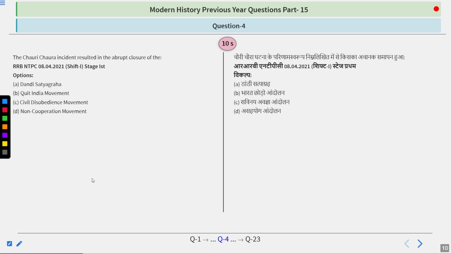The Chauri Chaura incident resulted in the abrupt closure of which movement? Options are Dandi Satyagraha, Quit India Movement, Civil Disobedience Movement, Non-Cooperation Movement. Think about it.